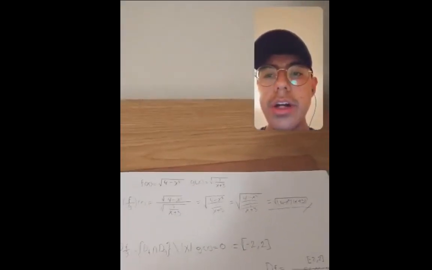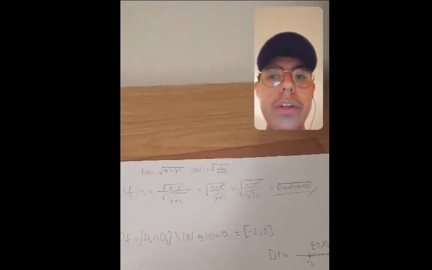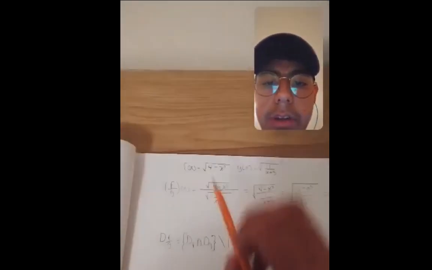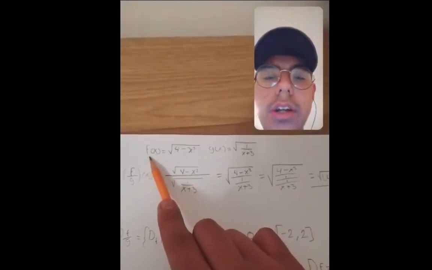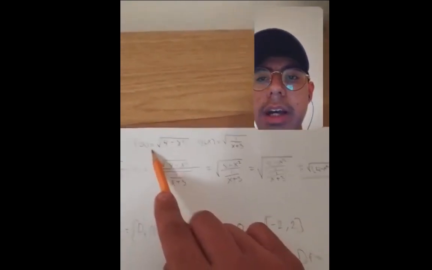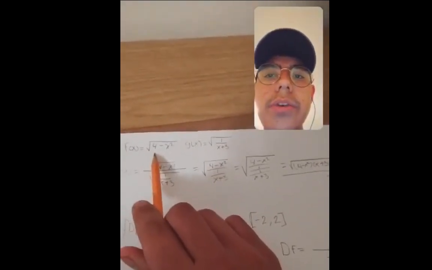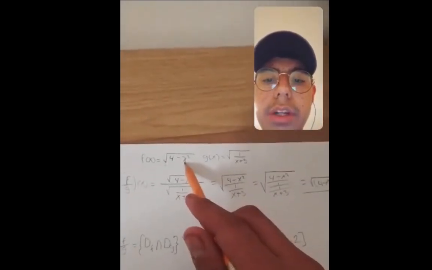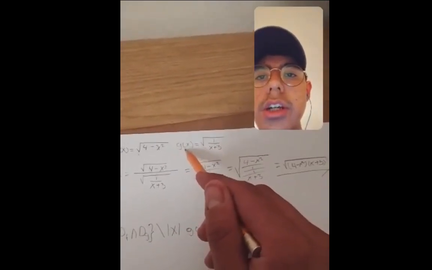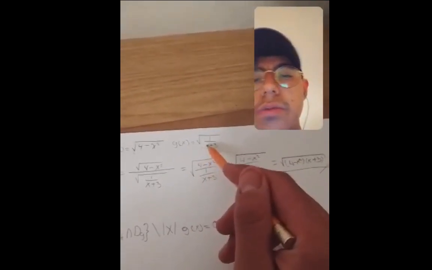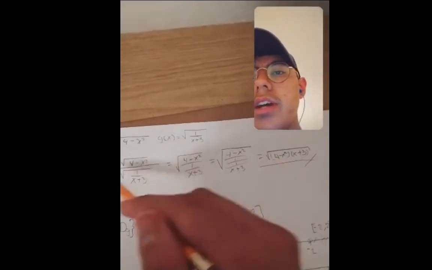Hello, my name is Josue Ricardo, and I'm going to explain this operation of functions. We have the function f of x equal to the square root of 4 minus x squared, and the function g of x equal to the square root of 1 divided by x plus 3.